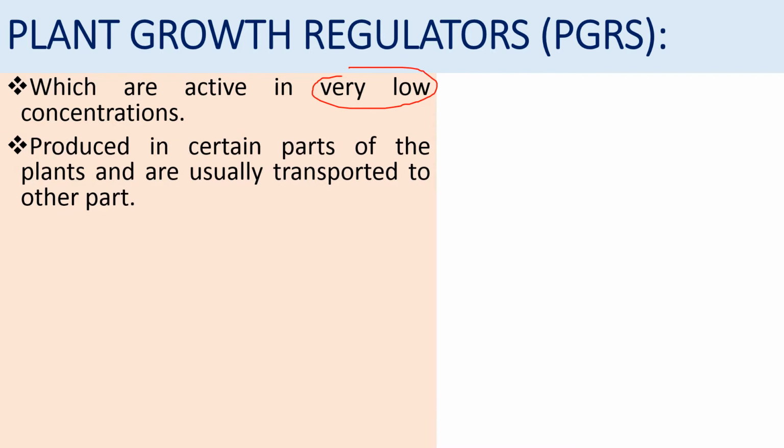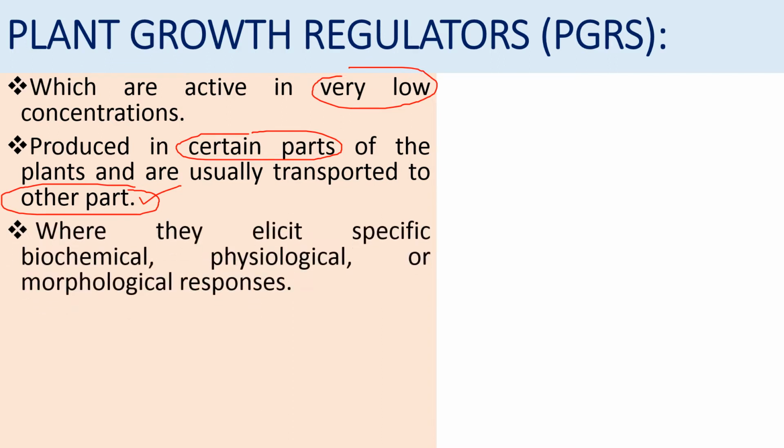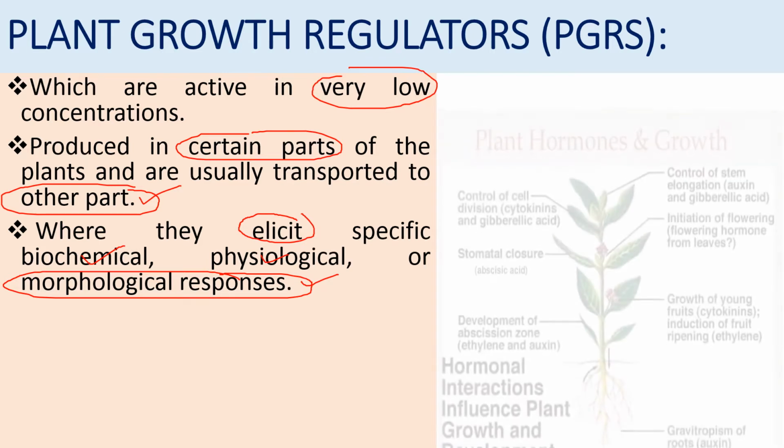And these are produced in certain parts of the plants, and they are usually transported to the other parts where they are required, where they will perform their function. And they elicit specific biochemical, physiological or morphological responses in a particular portion of the plant.